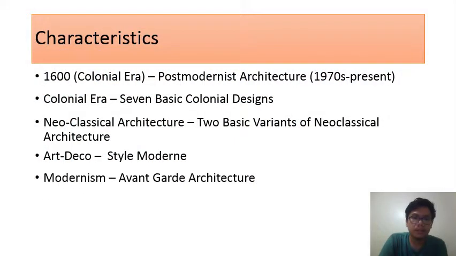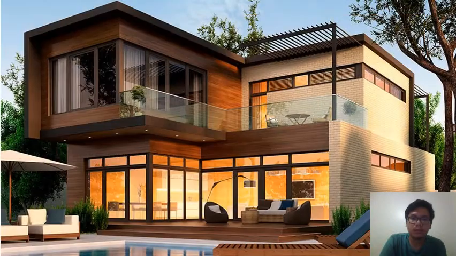Next is modernism or modernist architecture, which focuses on avant-garde art, which has grand designs with simplified forms and only the sort of essential ornamentation that reflected the theme and structure of the building. This is the example of modernist design.